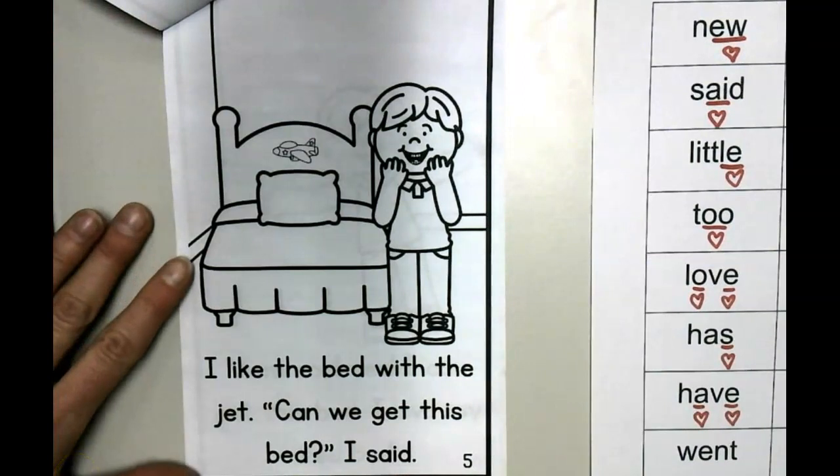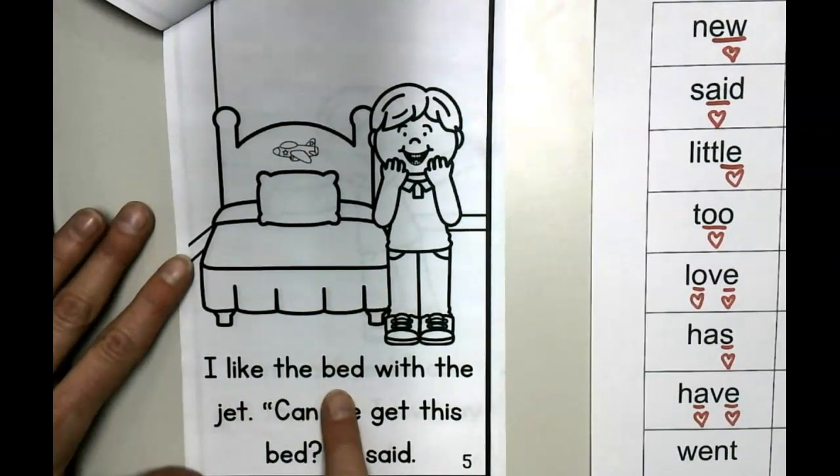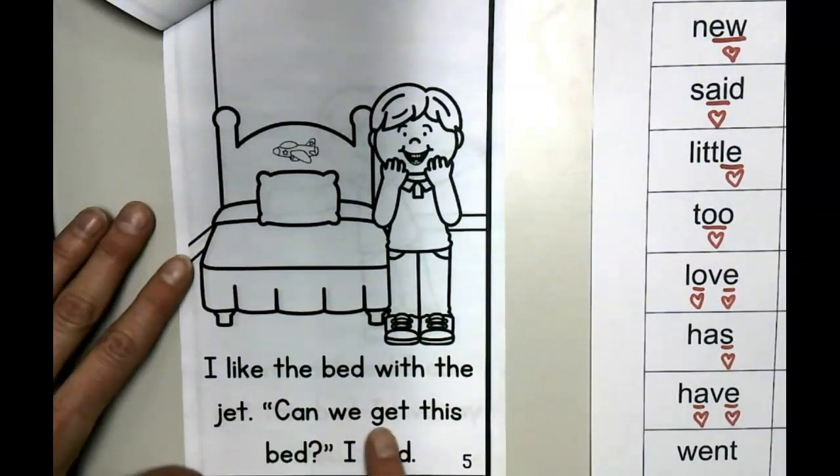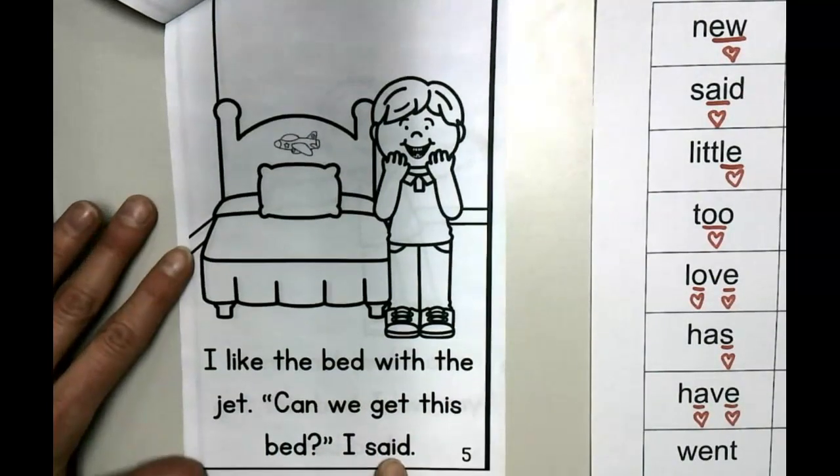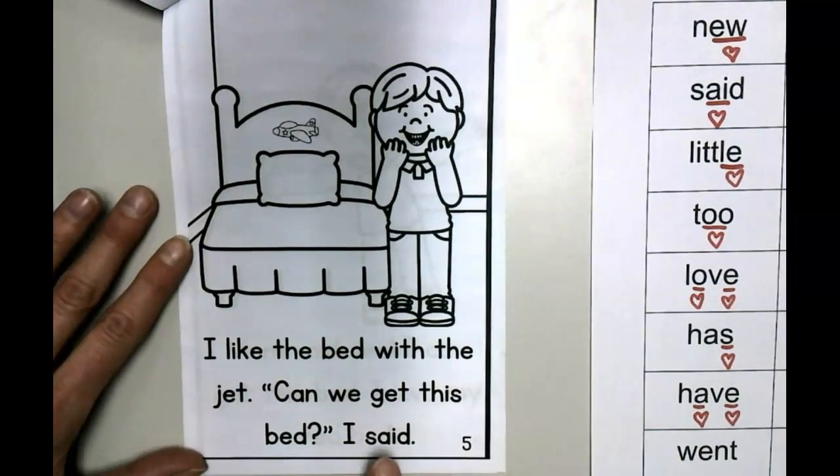All right, as I read, look for one sight word. I like the bed with the jet. Can we get this bed? I said. Say the sight word that you found. That's right, said.